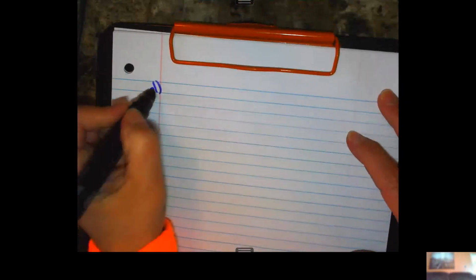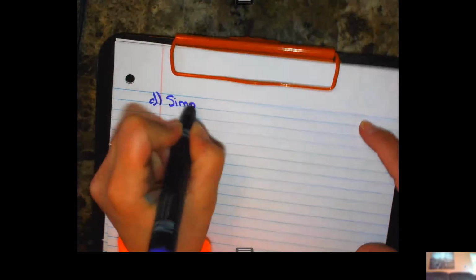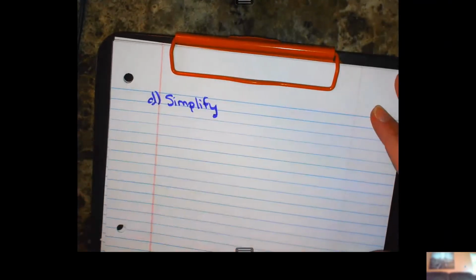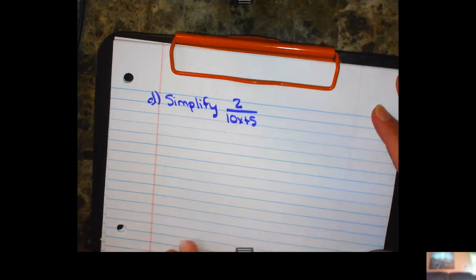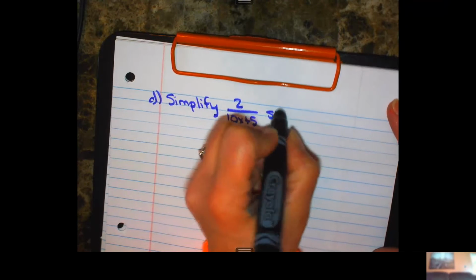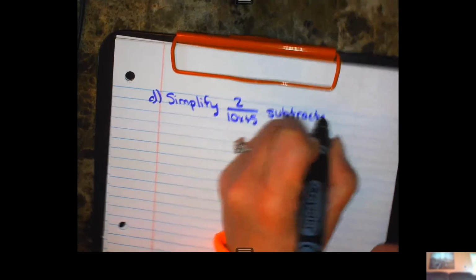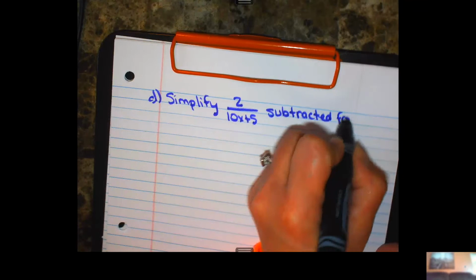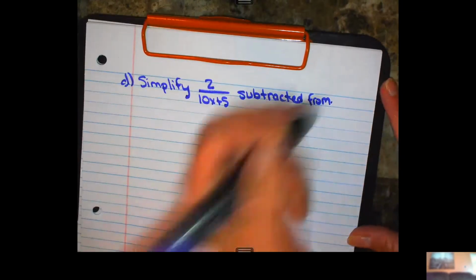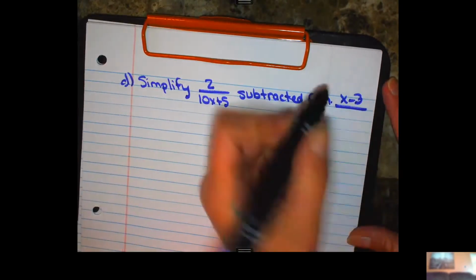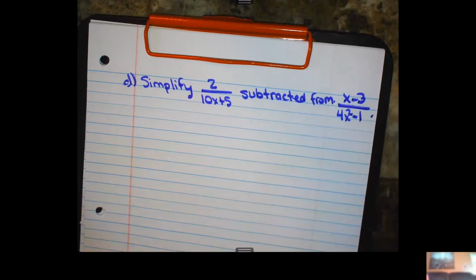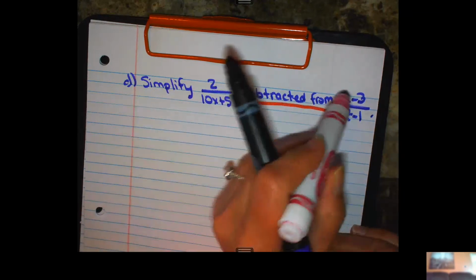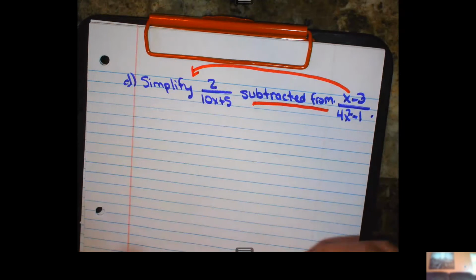Can you write simplify 2 over 10x plus 5 subtracted from, and our fraction is x minus 3 over 4x squared minus 1. All right, last example. So when you see the keywords subtracted from, that means this second polynomial is going to go first when you rewrite this.